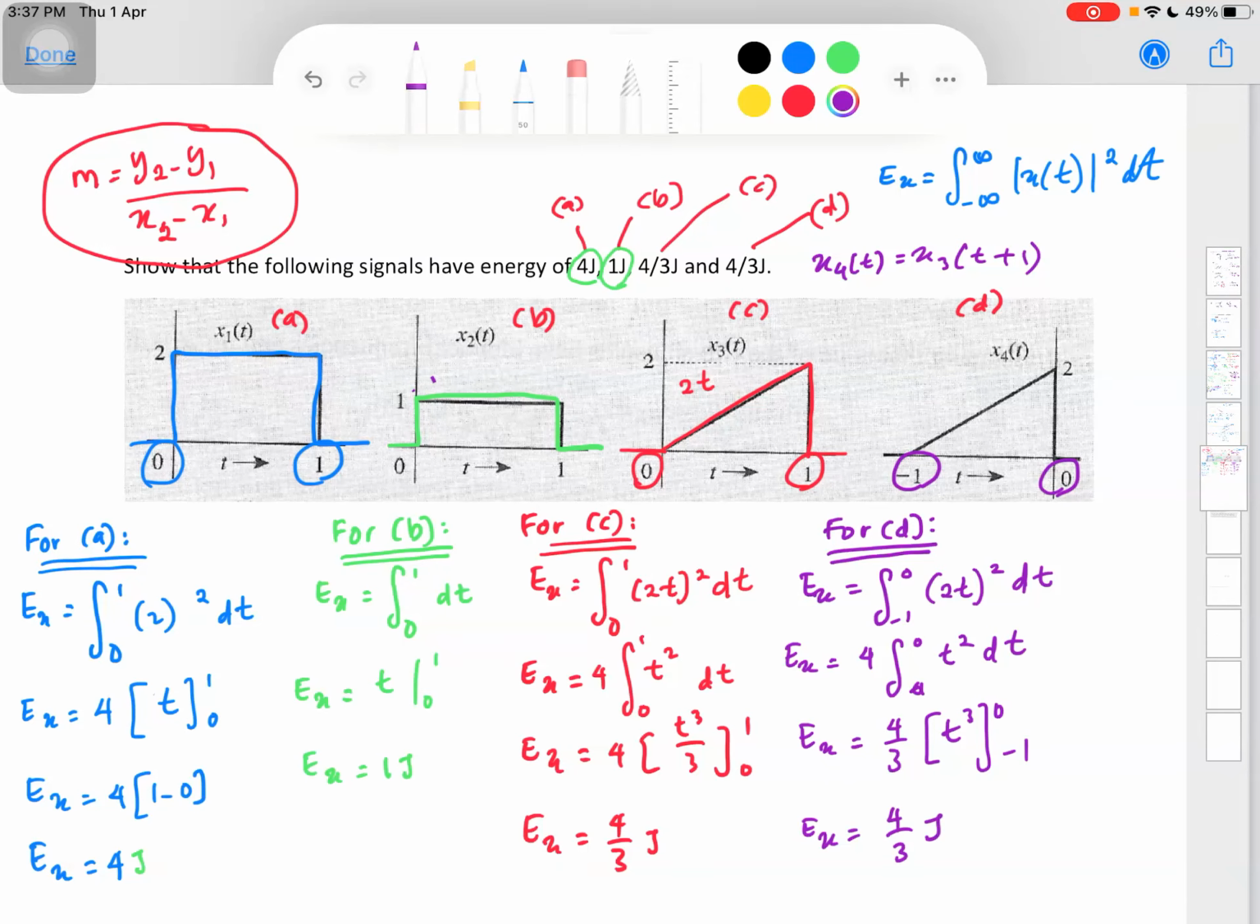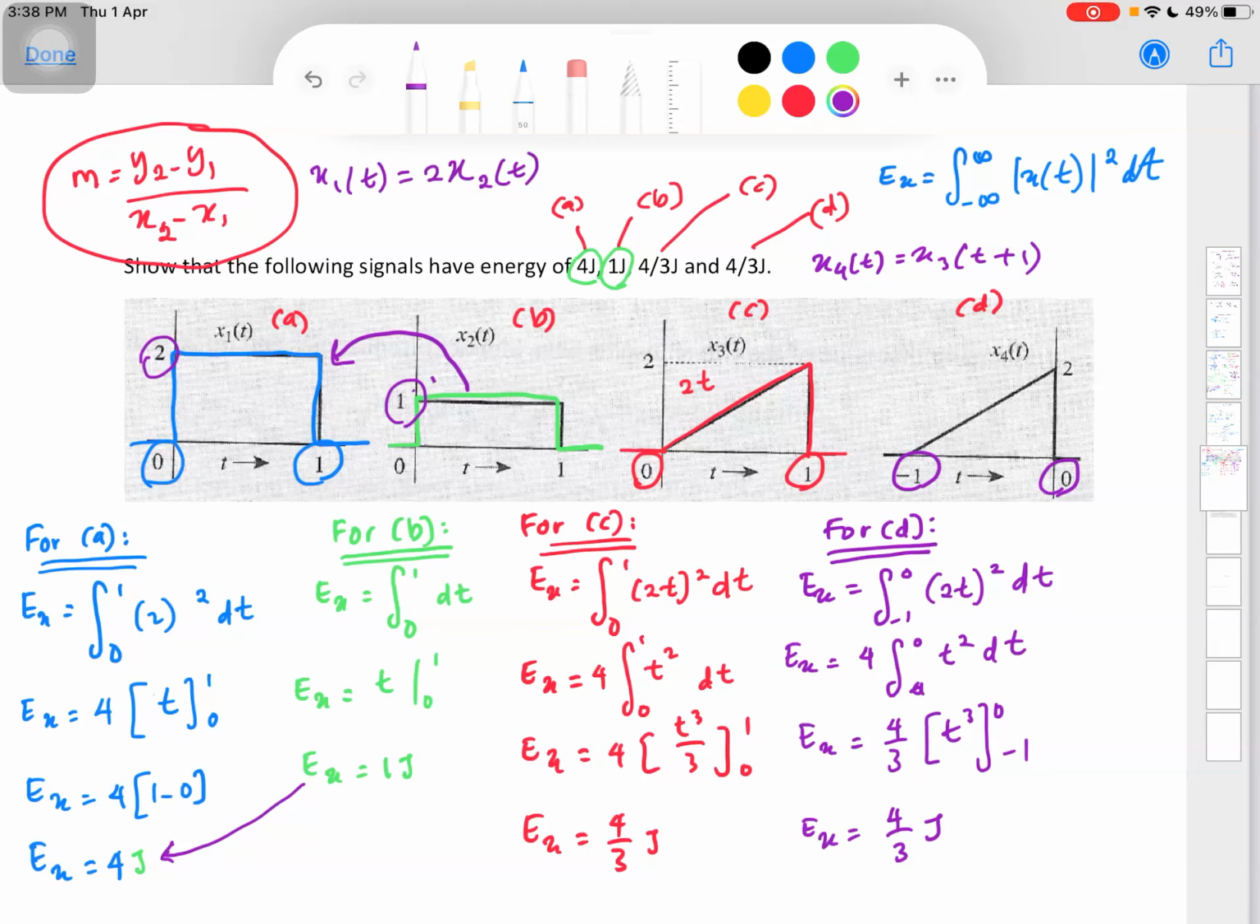Right. Actually, what this question wanted us to see is that, for example, for signal A and B, signal A has amplitude 2, signal B has amplitude 1, but they are the same rectangular pulse signal, except that for signal A, x1 of t, the amplitude is 2 times that of signal B. We can see that when the amplitude is increased from 1 to 2, the amplitude is doubled, the energy becomes quadruple. From 1 joule it becomes 4 joule.